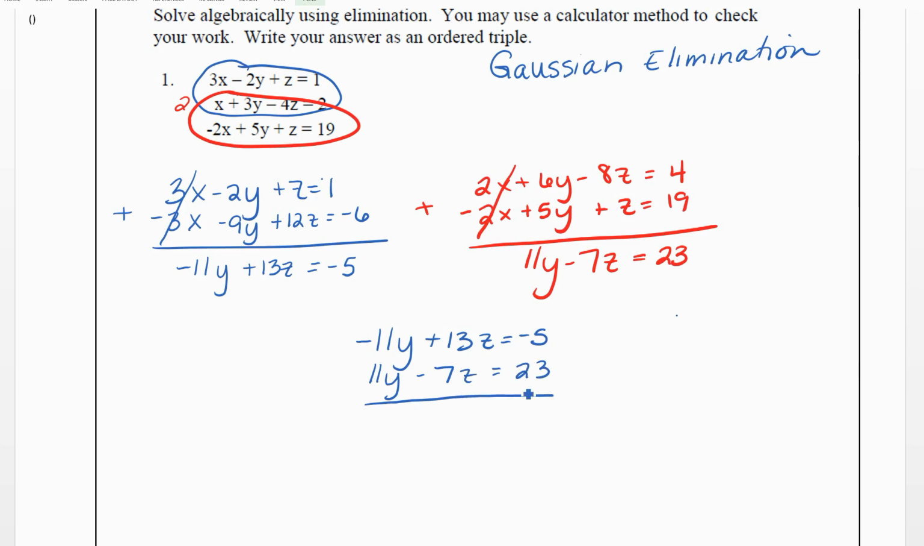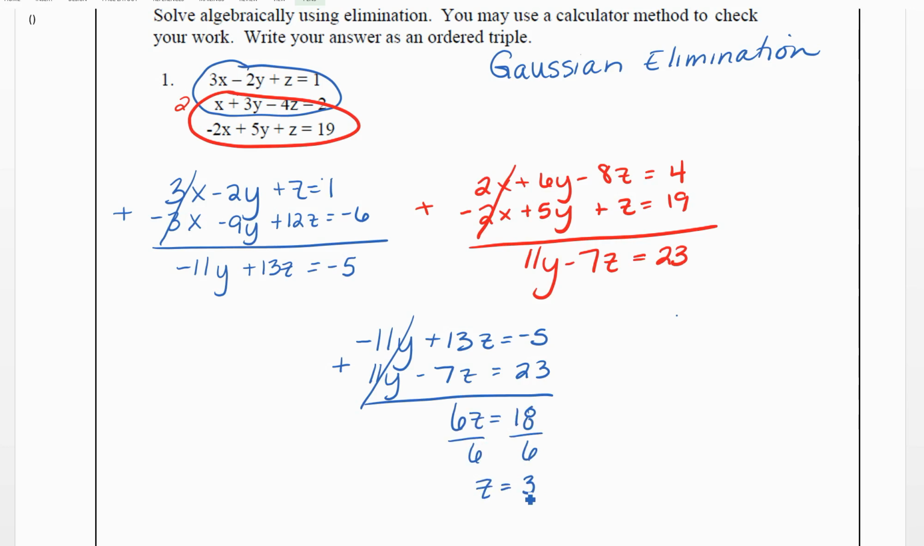We're going to add those. If a variable didn't eliminate right away, you would do elimination just like we learned about with 2 variables. But here we got lucky. These cancel out, and we have 6z equals 18. So we can divide both sides by 6, and we get that z equals 3.